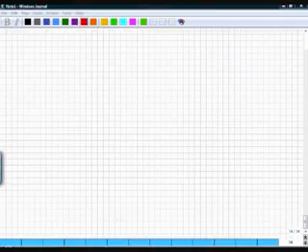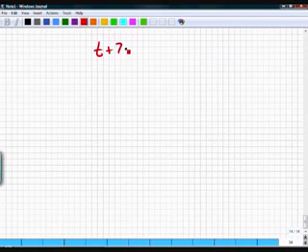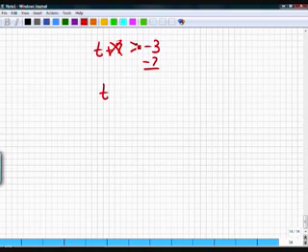T plus 7 is greater than -3. Then we'll move on. One step. Tommy, what do you do? And what does it become? -7. Mark it out. So T, bring down the greater than. T is greater than -10.